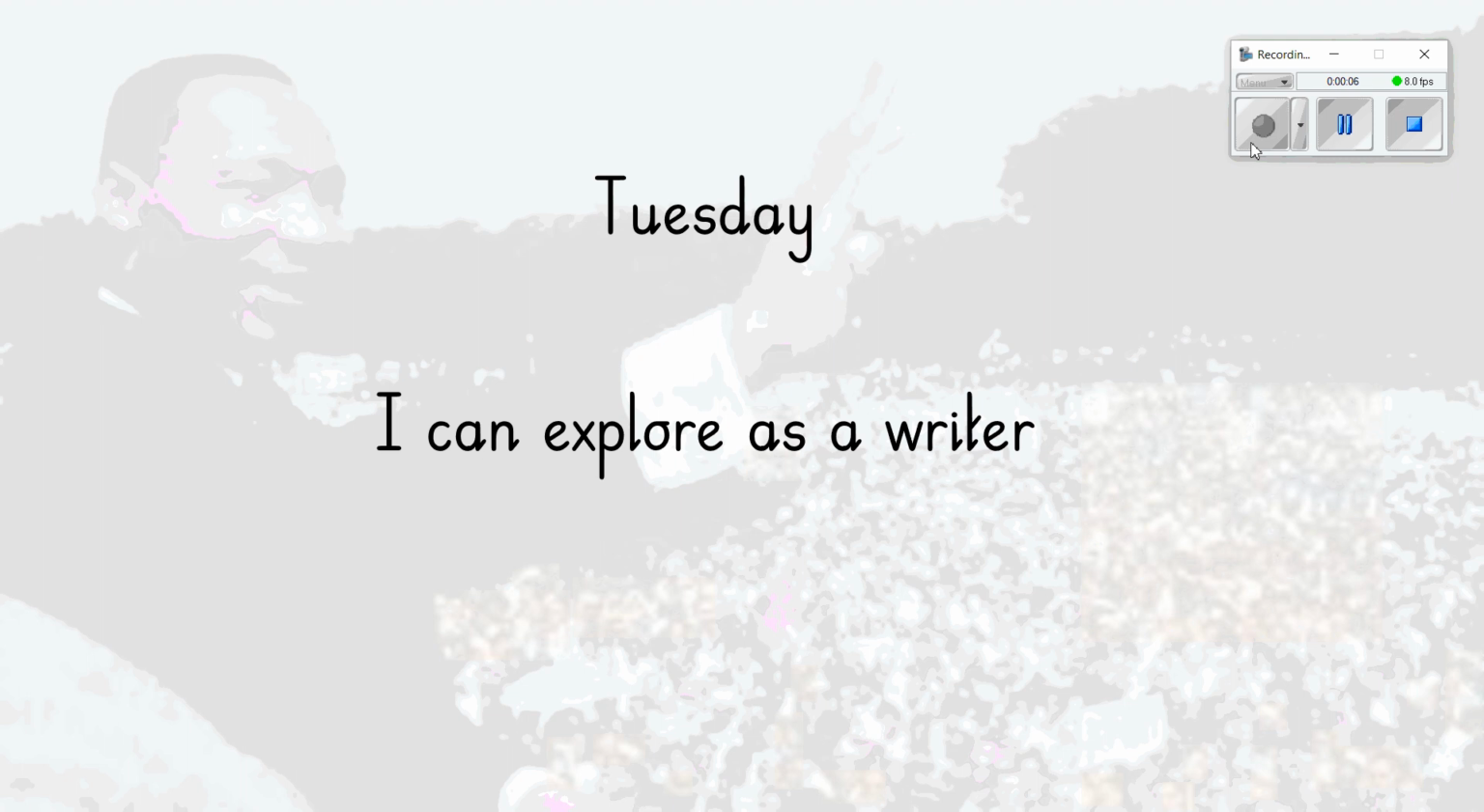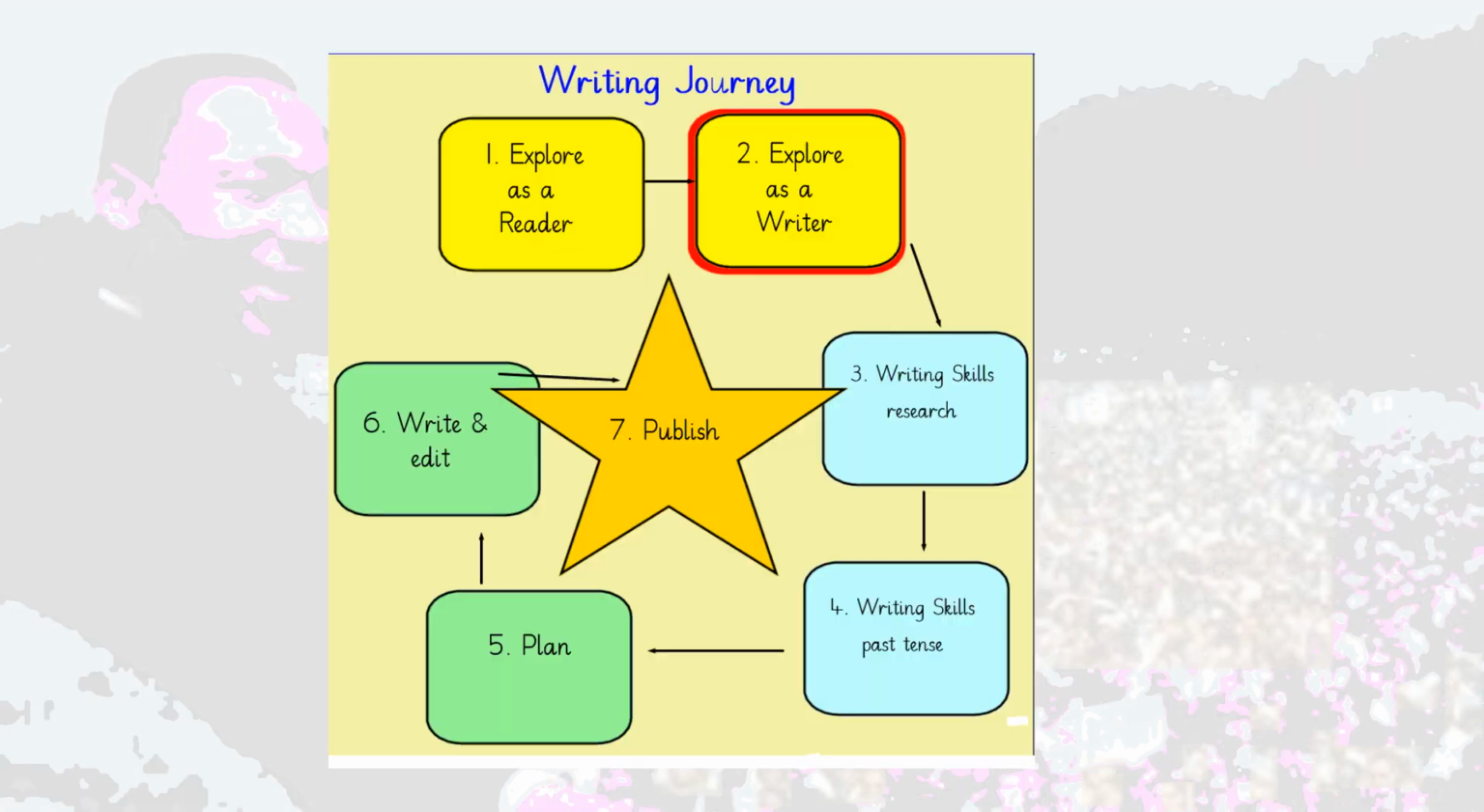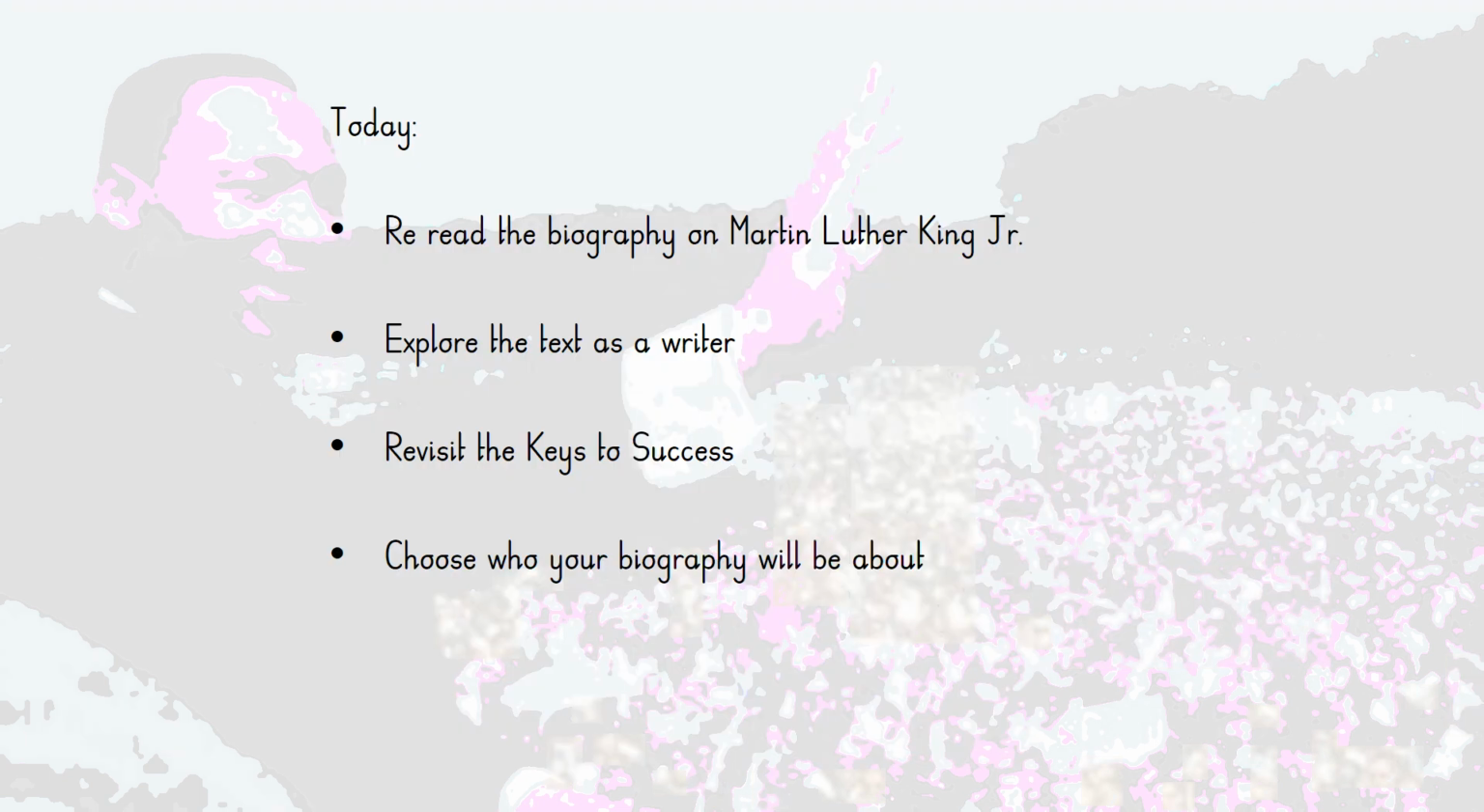This one is I Can Explore as a Writer, and it's leading on from your work from yesterday where you explored the biography of Martin Luther King as a reader, thinking about how it made you feel and answering questions about the content. Now we're exploring as a writer. That means we're looking at the structure of the text, what features we find in a biographical piece of writing.